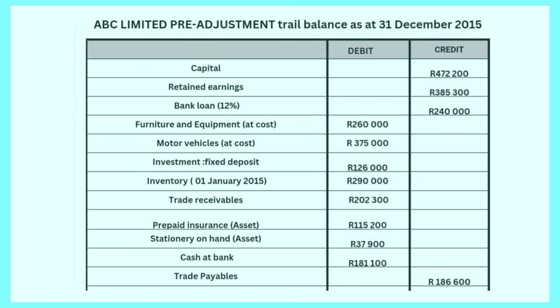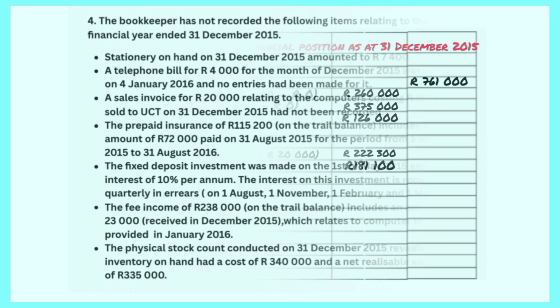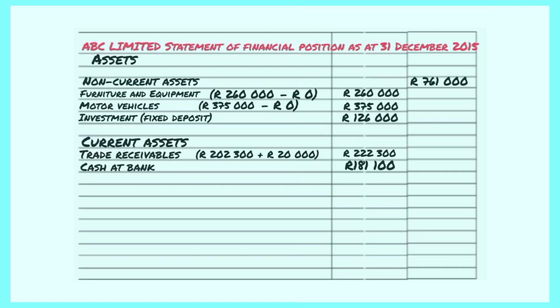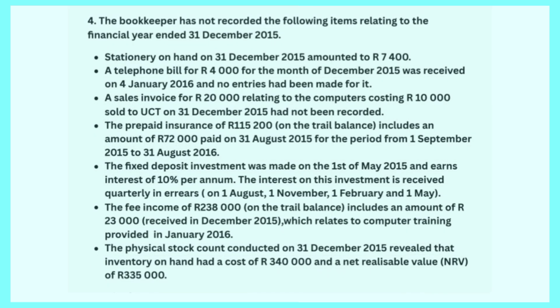So let us go and check additional information. Okay, we are told stationery on hand on 31st December 2015 amounted to 7,400. So you write down stationery on hand 7,400. Next, a telephone bill for 4,000 for the month of December 2015 was received on the 4th of January 2016. Okay, skip this. This is an accrued expense. We have used this one.